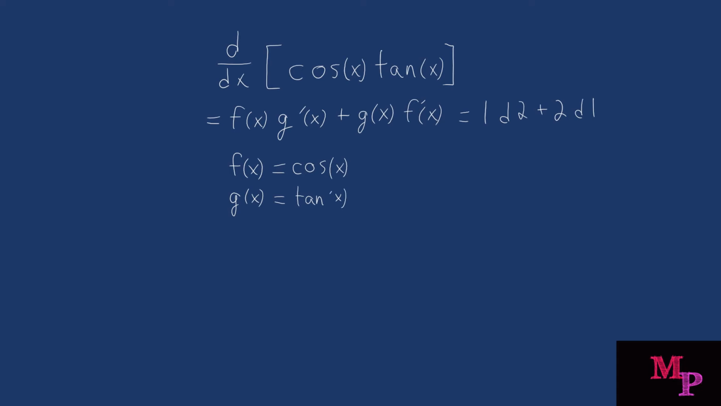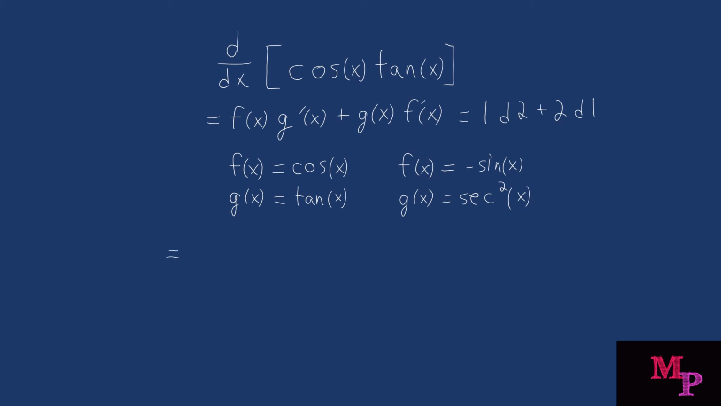And if you're new to this, I'll say go ahead and take the derivatives of both of these so that way you can just plug it into the formula. So the derivative of cosine is negative sine. And that's just something you have to memorize. And the derivative of tangent is secant squared. And let's go ahead and plug it into our formula.